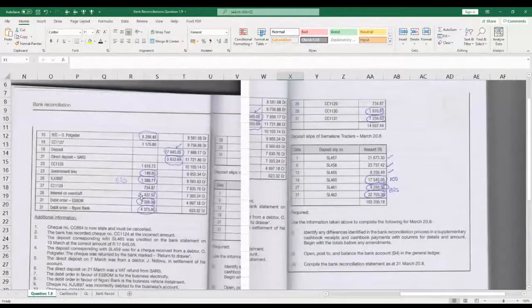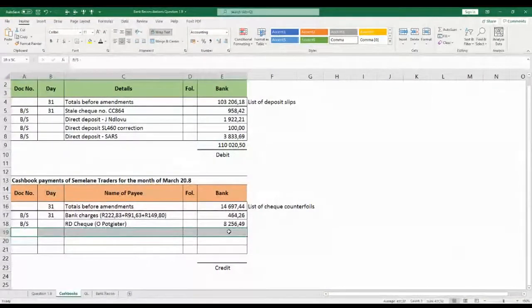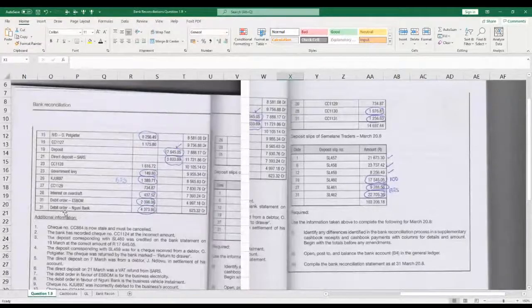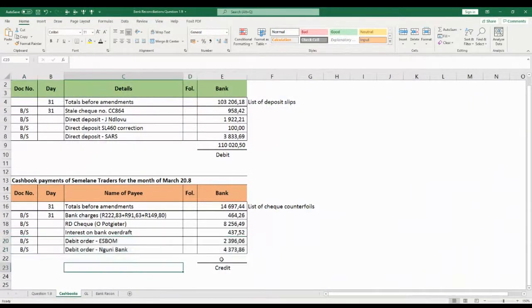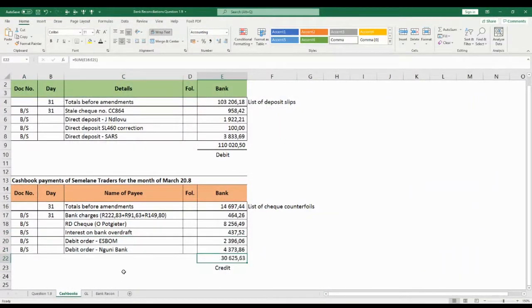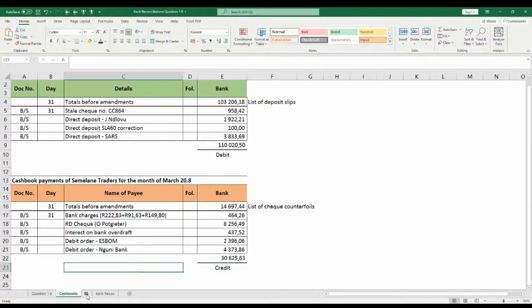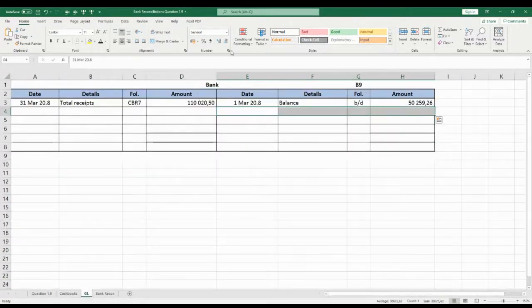Then we've got interest on overdraft. Now that is an entry that went through the bank but has not been reflected on our cash book payments. So we show the interest on overdraft as an entry on our account. Then we've got two debit orders that have been reflected on the bank statement but have not been shown on our cash book. So we just add those two. And then we get to our updated cash book payments amount. Now that 30,000 then gets transferred to the credit side of our general ledger account.